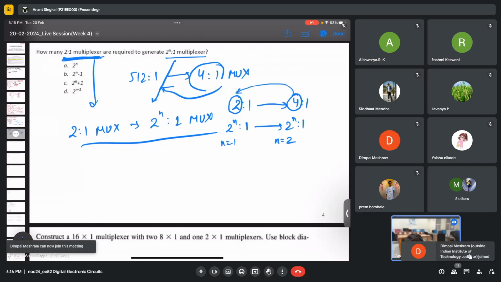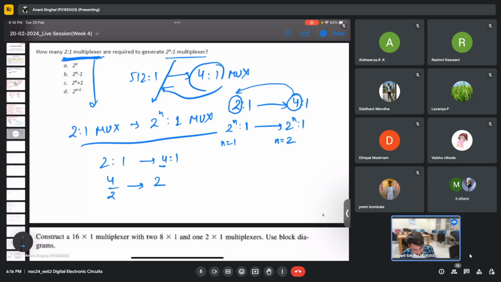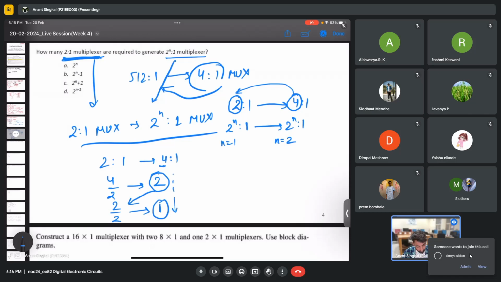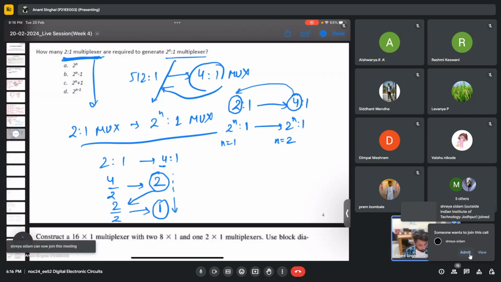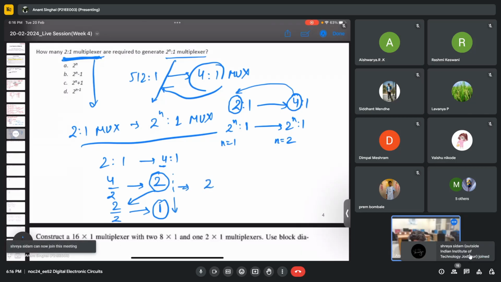So what I'm trying to say is, for a 2 cross 1 and a 4 cross 1 case, you divide this 4 by 2 to get a 2. Whatever number you get, you again divide it by the minimum number, and then you get a 1. This is the final number, and you add all the answers you have got to get the final answer. So for a 4 cross 1 you will get 2 plus 1, that is 3 muxes.